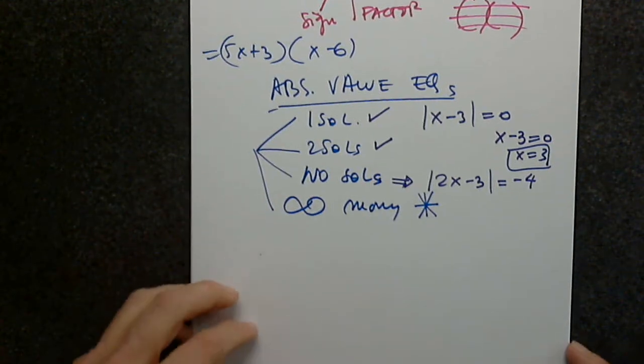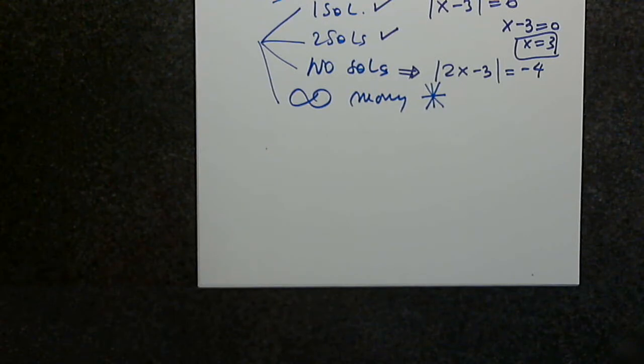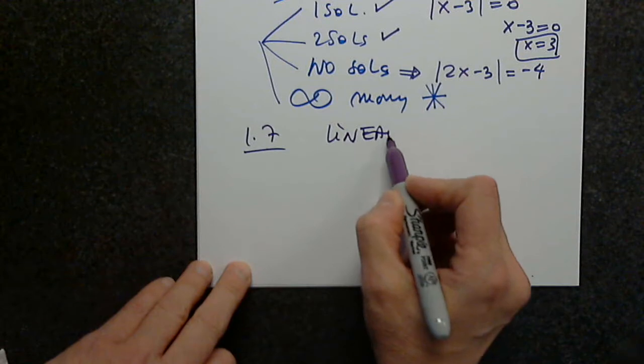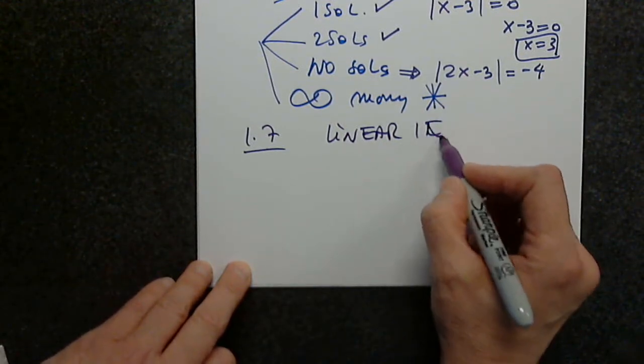So we are back to 1.7. Hopefully we'll finish this today and start chapter 2. So back to 1.7, we only looked at linear inequality, I meant to write.